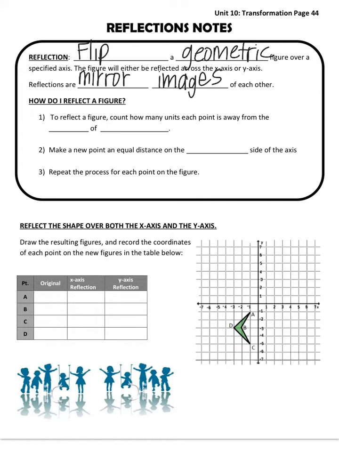Alright, so to reflect a figure, there are a couple different ways you can do this. You can count how many units each point is away from the axis of symmetry, so either the x or y axis, and then make a new point an equal distance on the opposite side of the axis. Repeat the process for each point on the figure.